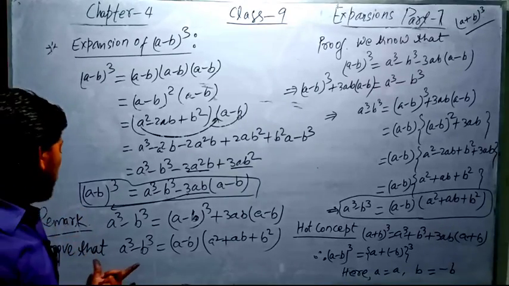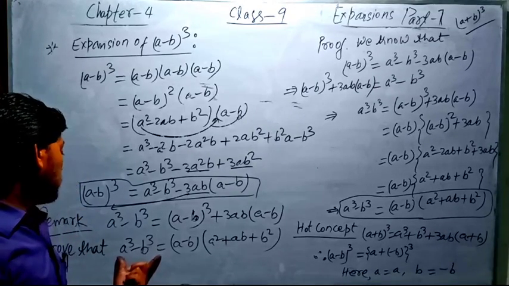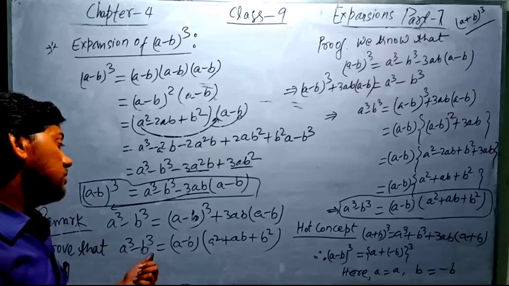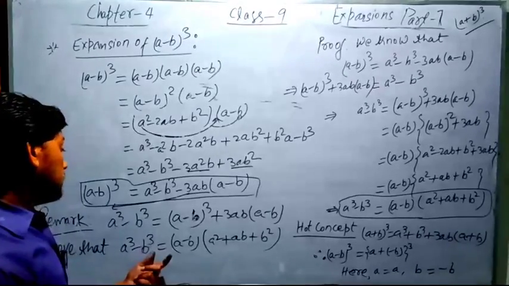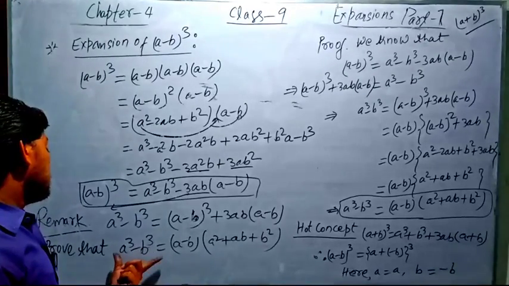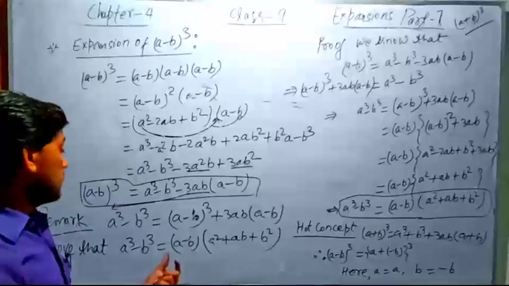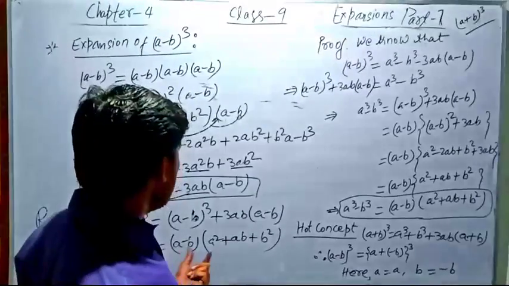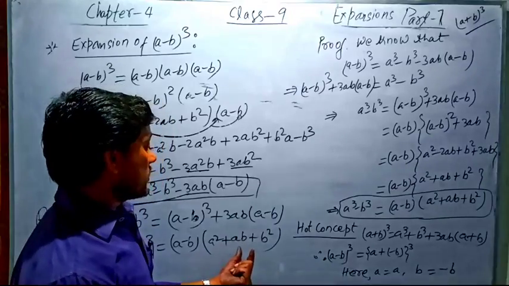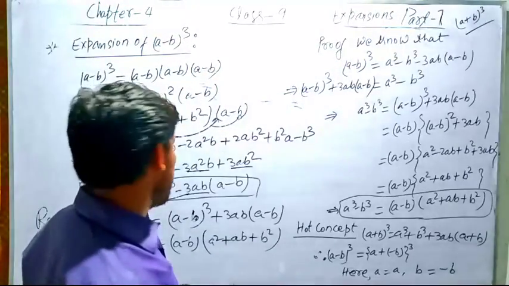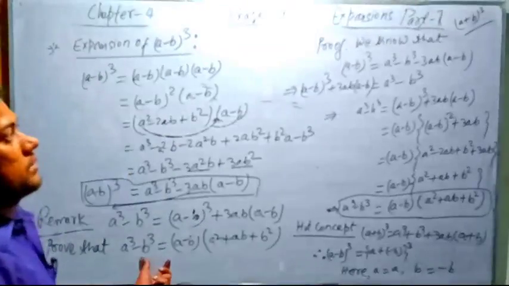Now we can also find the formula for a cube minus b cube. Sorry, a cube minus b cube is equal to (a minus b) into (a square plus ab plus b square). You have to prove it.